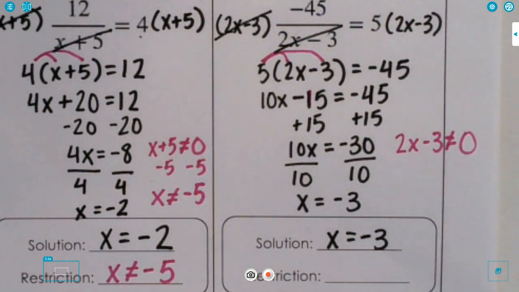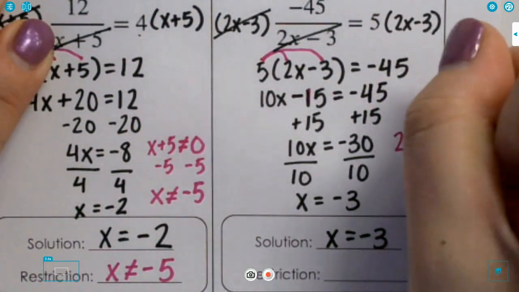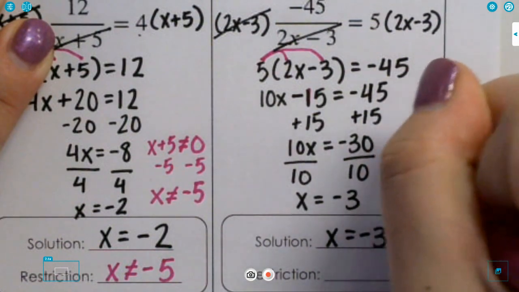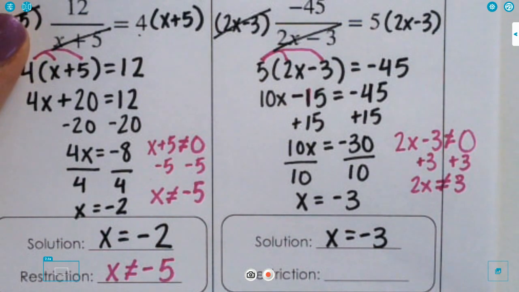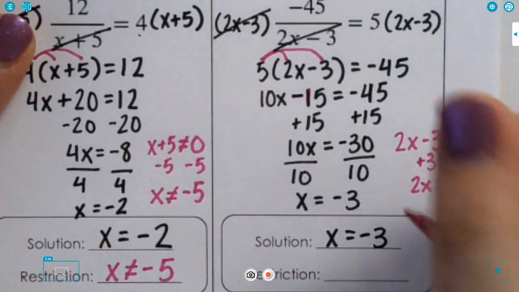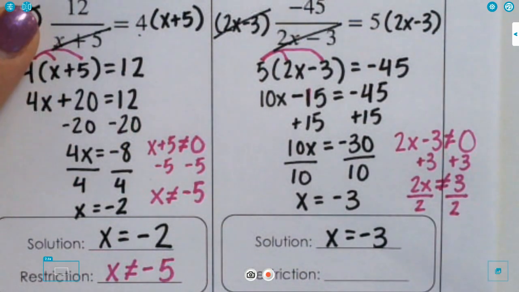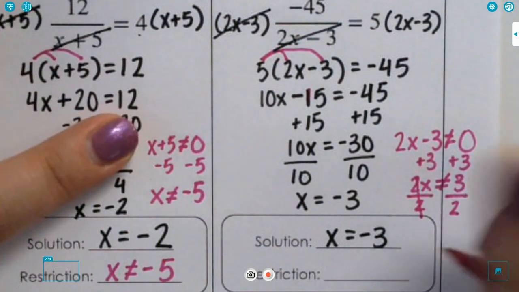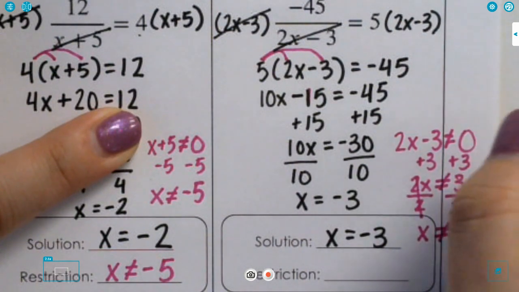This is going to be a two-step equation to solve because we've got that 2 and that minus 3 we've got to get rid of. So we'll add 3 to both sides. We've got 2x cannot equal 3. And then we divide both sides by 2. We are going to leave this as a fraction. So x cannot equal 3 halves.